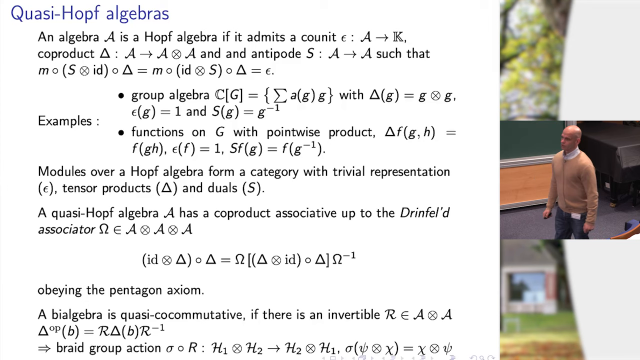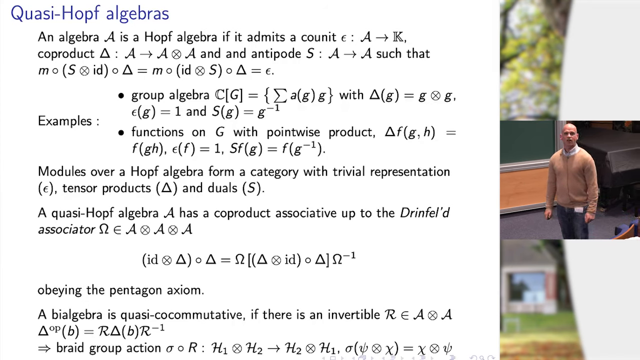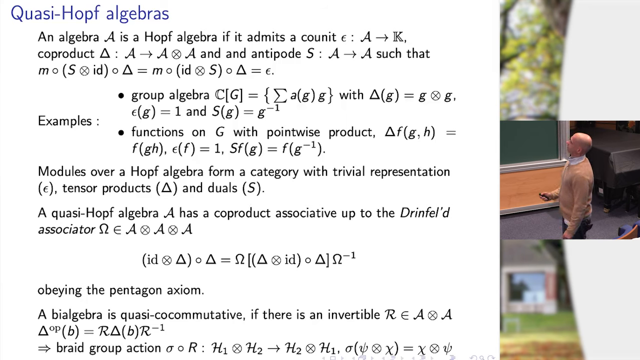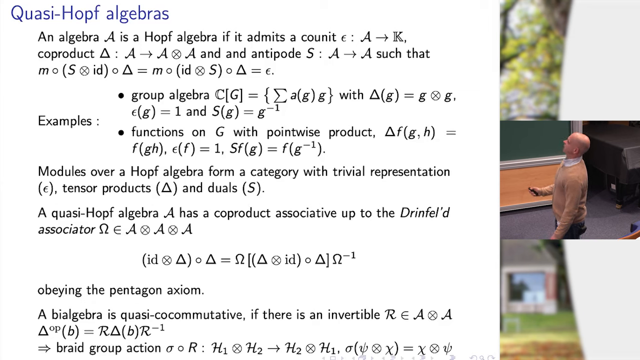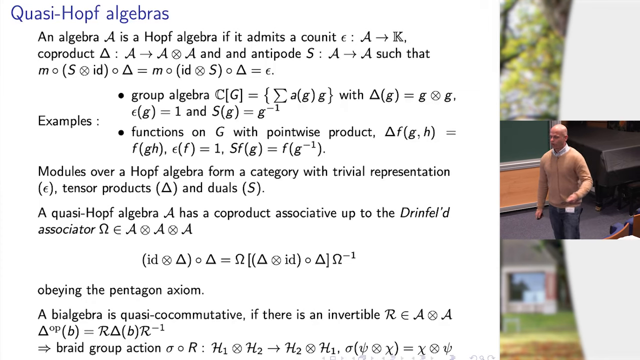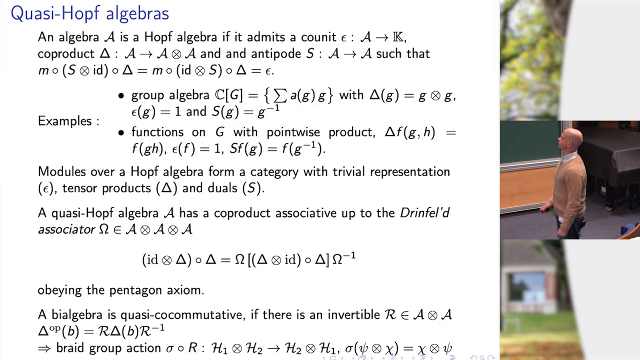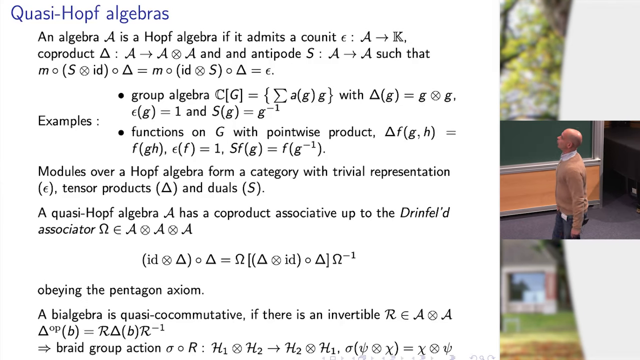Now, a quasi-Hopf algebra is something similar, but a little bit more complicated. In fact, the co-product is not co-associative in a simple way. If you compare the two relations that should be equal when co-associative, they differ by an element omega. This element omega itself is supposed to satisfy more identities for consistency. To summarize, a quasi-Hopf algebra is like a Hopf algebra, except that the co-product is only co-associative up to some omega.